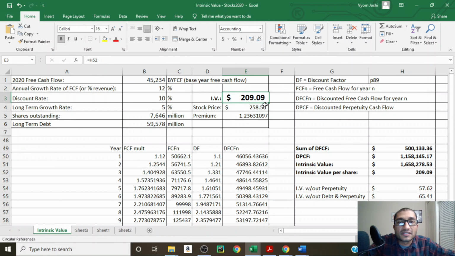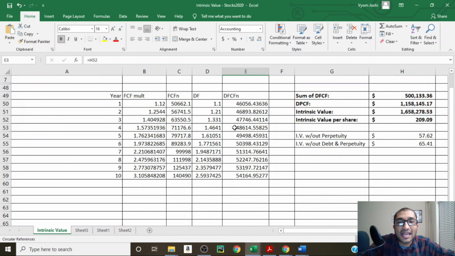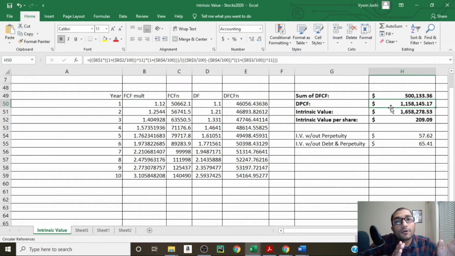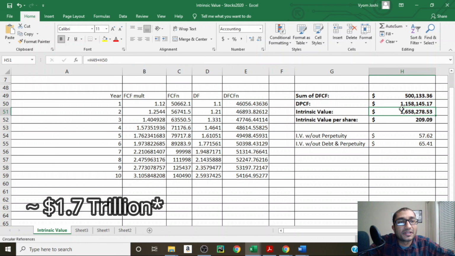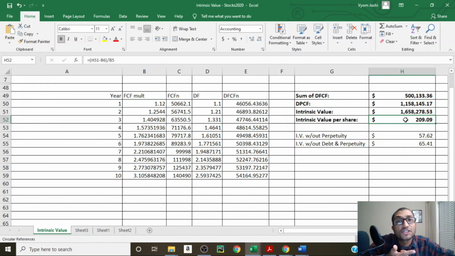The way we calculate this intrinsic value is we look at what the free cash flows would be every year for the next 10 years. We sum up all those free cash flows, which come out to about $500 billion. Then we look at what the free cash flows would be after the 10-year mark into perpetuity. We sum all those up, which come out to about $1.7 billion. From this number, we subtract the long-term debt and divide by the shares outstanding to get the intrinsic value per share to be about $209 per share.